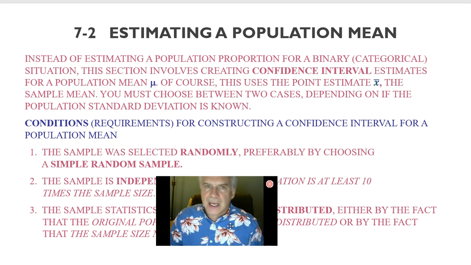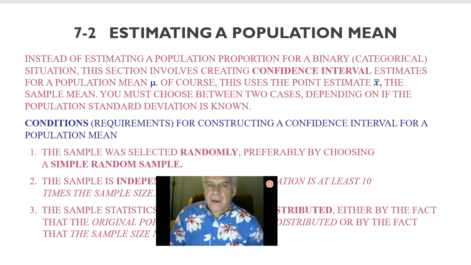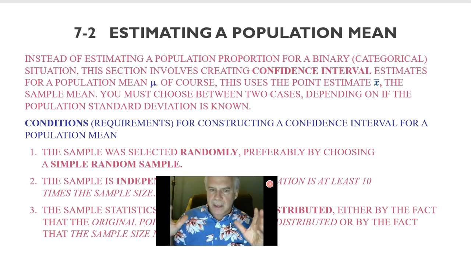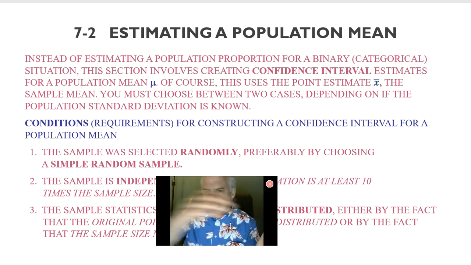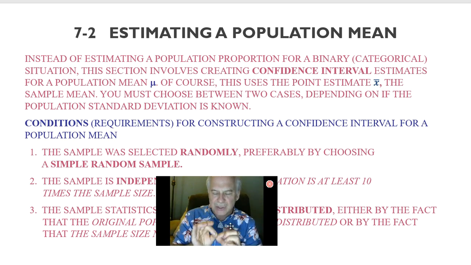So for example, let's say that you wanted to know the average age of people who live in the Atlanta area. Okay, so the average age of all people who live in Atlanta, that would be your population mean, mu. So we would use a sample mean, x bar, as a point estimate for that. So we would take a sample and ask people what their ages are and find the mean of the sample, and that would be x bar, our point estimate for the population mean.